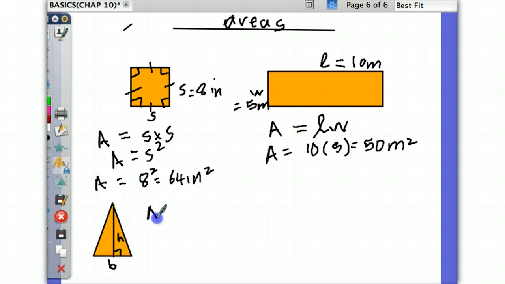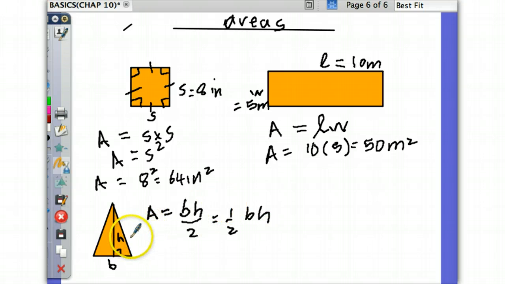So the area of a triangle, Tiffany, pay attention. Do you remember the formula for the area of a triangle? Base times height divided by 2. Yes, it's base times height divided by 2. Sometimes you might see it this way: half base times height is the same thing.